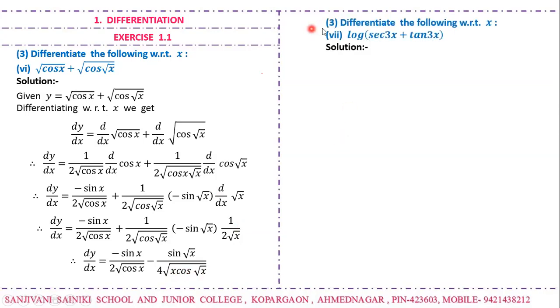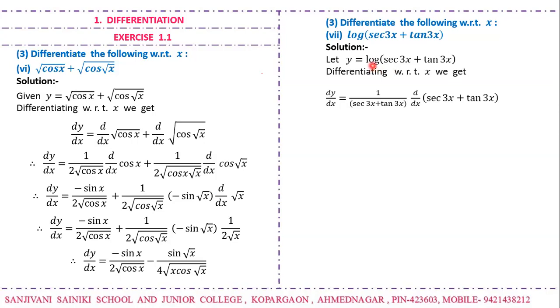Now the next one was from the third type. The example is the seventh example, log of sec 3x plus tan 3x. Let y be equal to log of sec 3x plus tan 3x. So differentiating with respect to x, this is of the form log of f of x. Now what is the derivative of log of f of x? It is 1 upon f of x into f dash of x. So 1 upon f of x into f dash, meaning d by dx of sec 3x plus tan 3x.